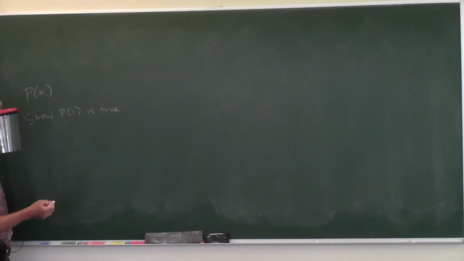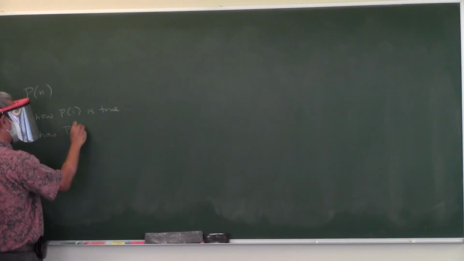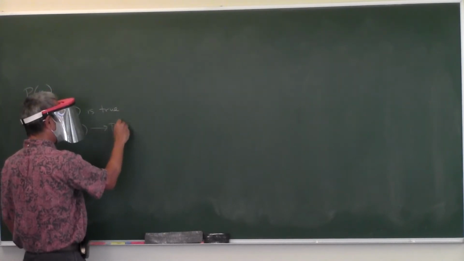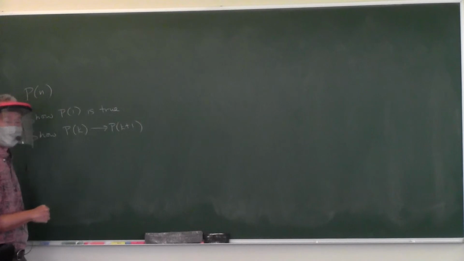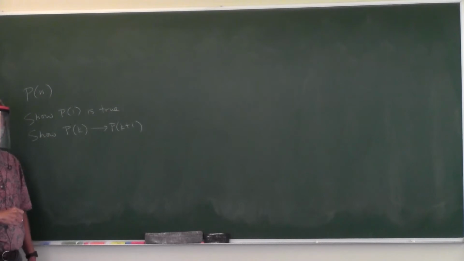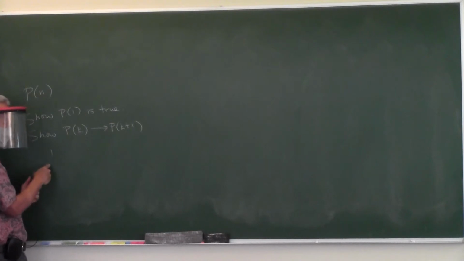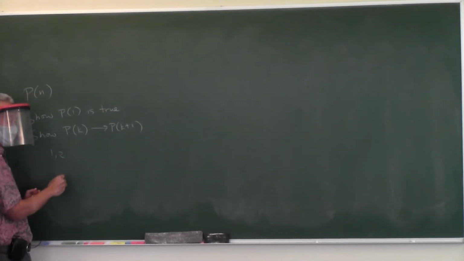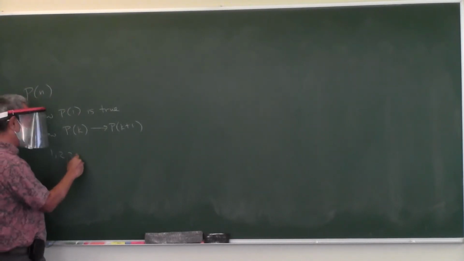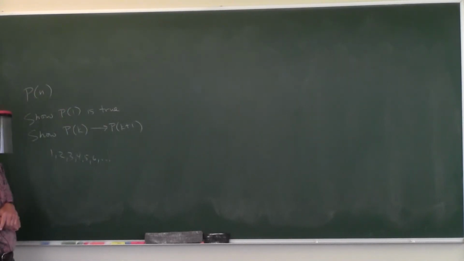And then here's the key part of the proof. Then you have to show that if the statement is true for any integer, then it will be true for the next integer. And therefore, it works for all positive integers. Because look, if you show that it works for 1, then this statement says, well, if it is true for 1, then it's true for 2. But then if it's true for 2, it has to be true for 3. If it's true for 3, then 4. If 4, then 5. If 5, then 6, dot, dot, dot. Therefore, it's true for all positive integers.